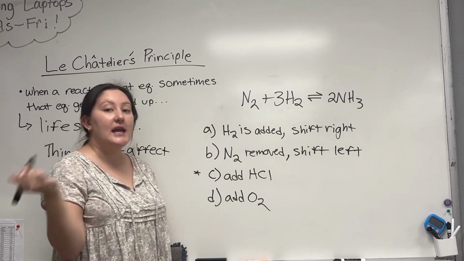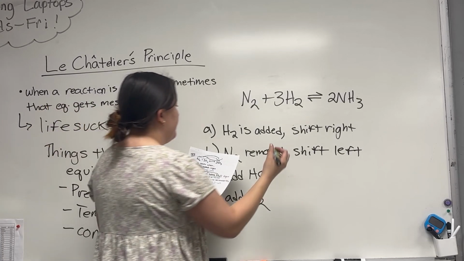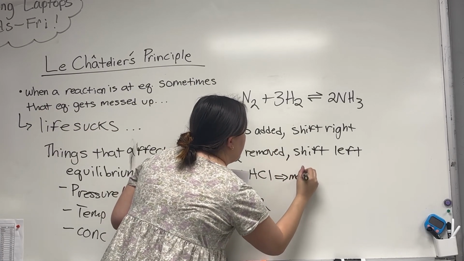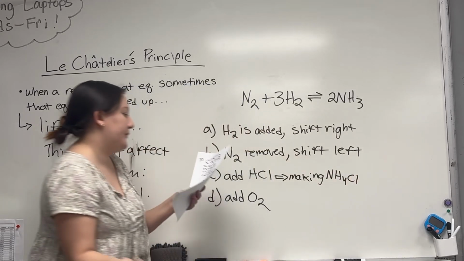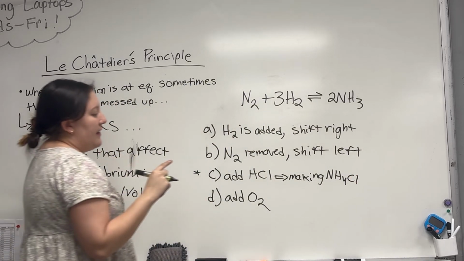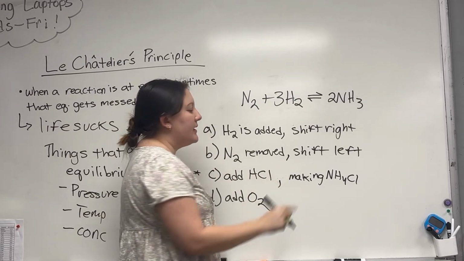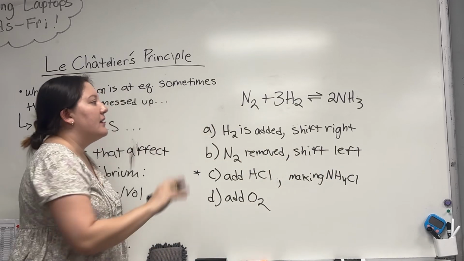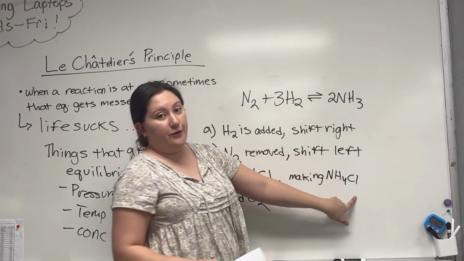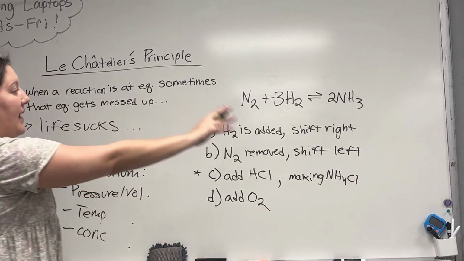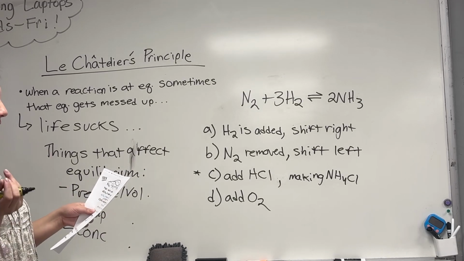What if I added HCl? So if I add HCl to this, I'm gonna be making NH4Cl. This should actually have been part of what I told you in the beginning. I wouldn't necessarily at this stage of where you're at in chem expect you to fully know that right off the bat. So if I added HCl, I would be making NH4Cl, okay? So imagine that I'm adding that somewhere in that reaction, okay? So what we're gonna do is, this is gonna shift to the right.